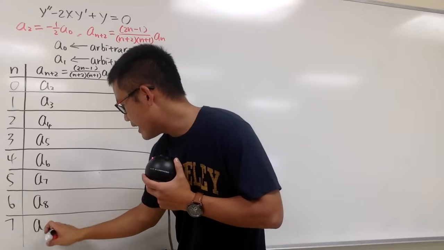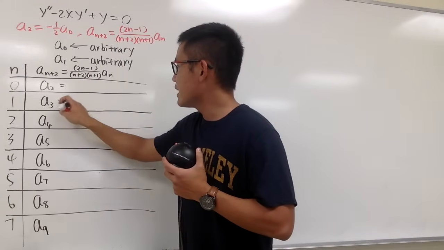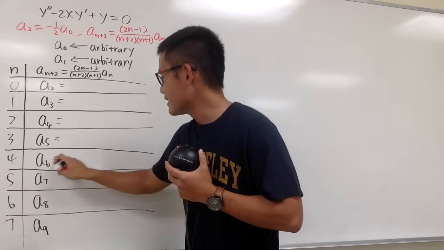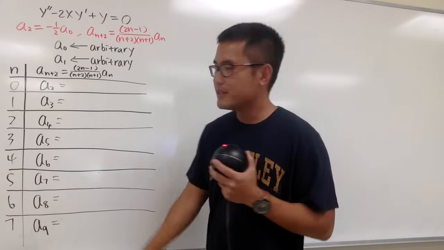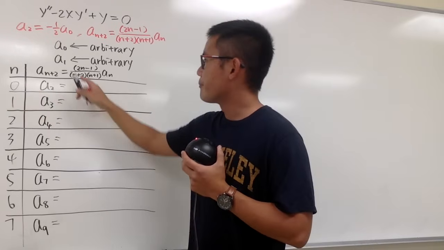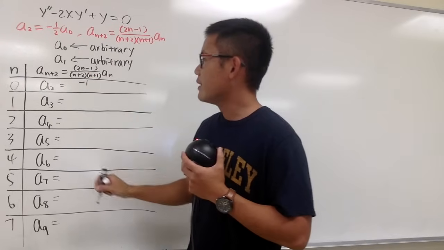Right? So this is my a, and then this is my 9. And then equal signs. Just keep on going like this. Okay? This is the fastest way that I find. Next, you see, plugging 0 into the top. 2 times 0 is 0. Minus 1, we have negative 1.